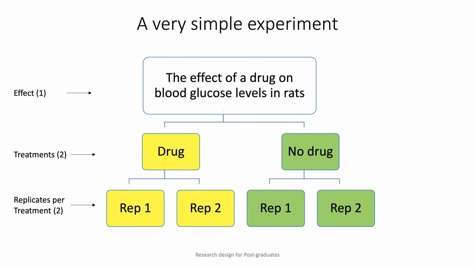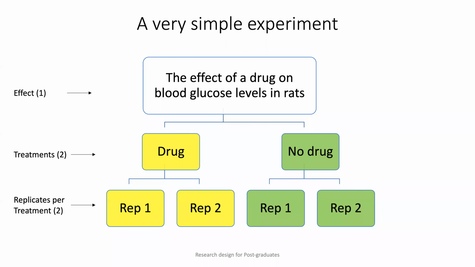So what are our definitions? The effect of a drug is the effect that we're testing. Then in terms of treatments, we have 2. We have drug and no drug. And in terms of replicates, we also have 2 per treatment. So 2 by 2 is 4. That means we have 4 boxes or cages altogether. This is the simplest kind of experiment that you can design in this context.